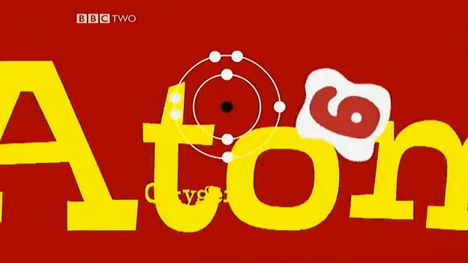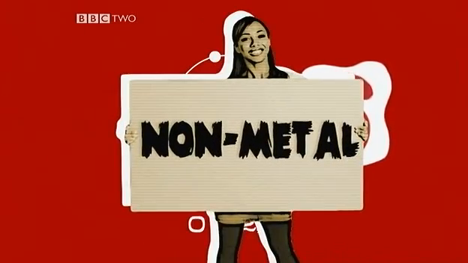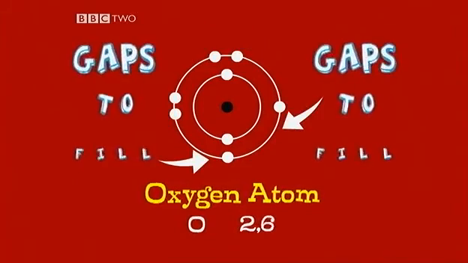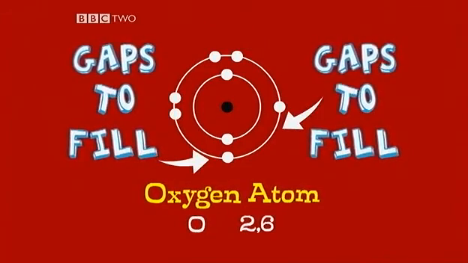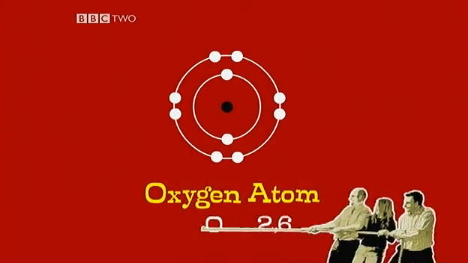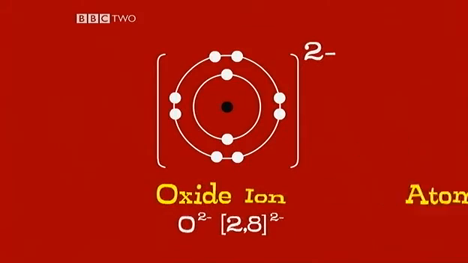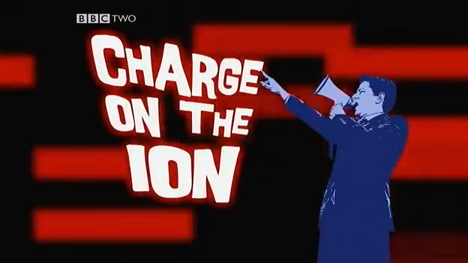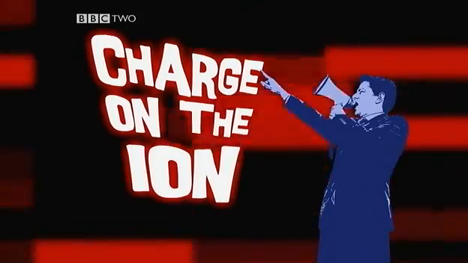Oxygen, in group 6, is another non-metal, with 6 electrons in the highest energy level. So to make it up to 8, an oxygen atom is going to gain 2 electrons to become an oxide ion. The position of the non-metals in the periodic table tells you how many electrons they need to fill their highest energy level, which tells you the charge on the ion.